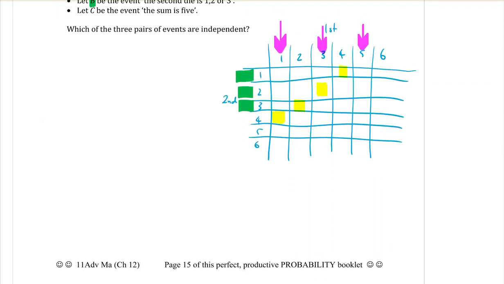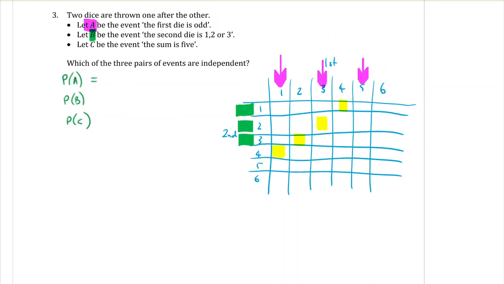So first of all, I'm going to need the probability of A, the probability of B, and the probability of C. So the probability of A was the event that the first dice is odd. So the first dice is odd is the pink arrows that I've got there. So there's 6 numbers that have 1 involved, then another 6 with the 3, and another 6 with the 5. So that is a total of 18 numbers out of the 36 total options, which is a probability of a half. The probability of B was the event that the second dice was a 1, 2, or a 3. So that's going to be the 3 horizontal rows going across from the green lines there. So all of row 1, 2, and 3. So again, that's going to be 18 out of the 36, which simplifies to a half.